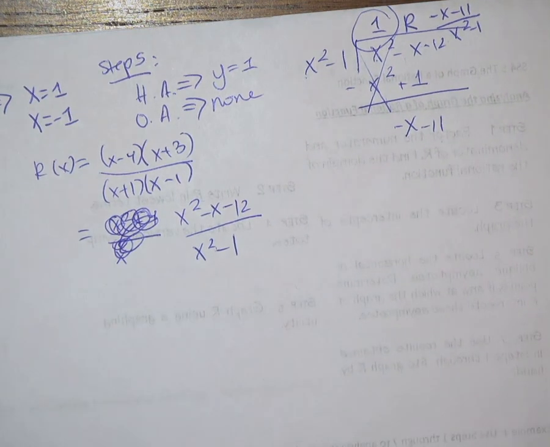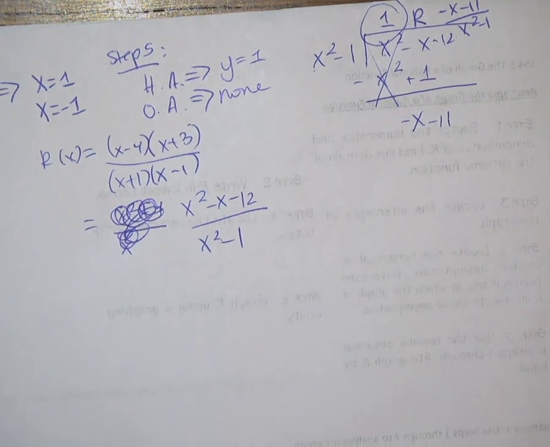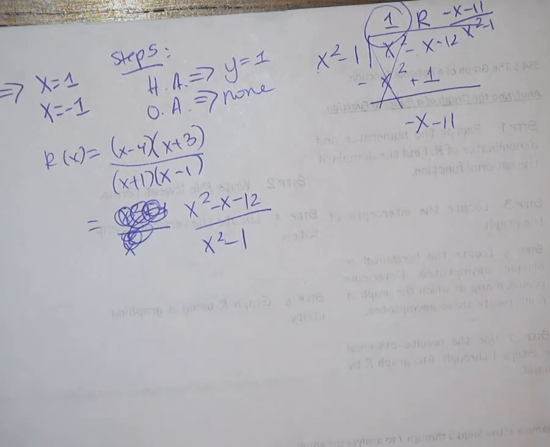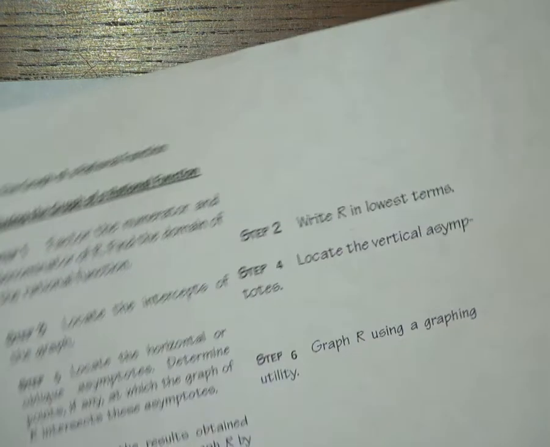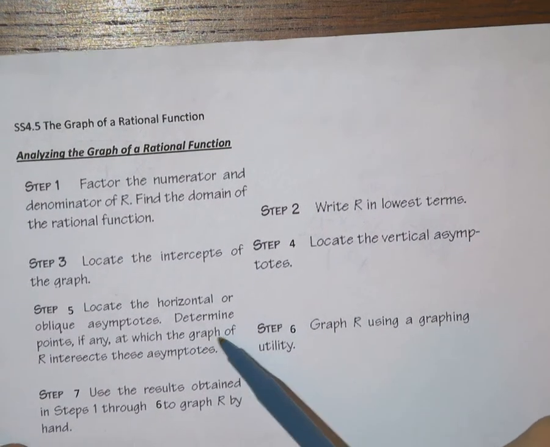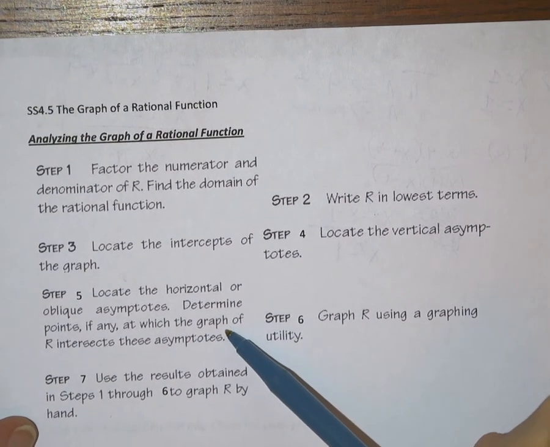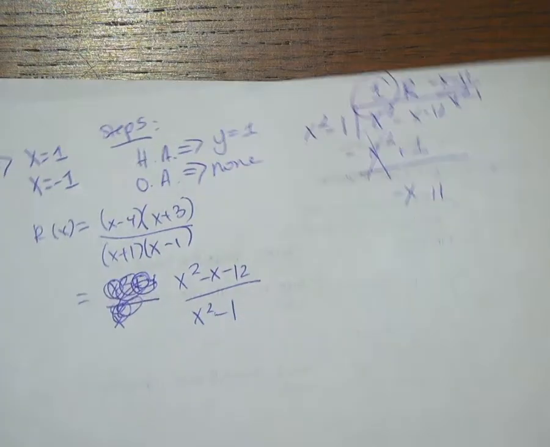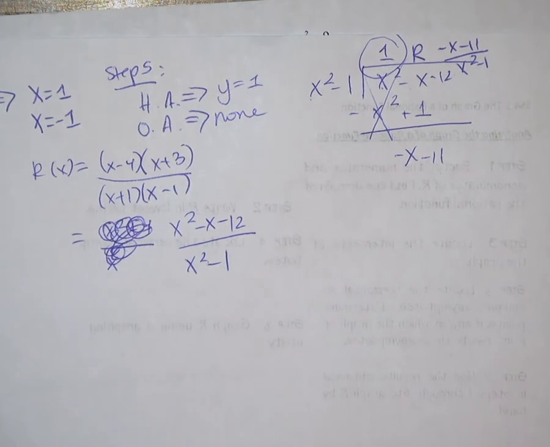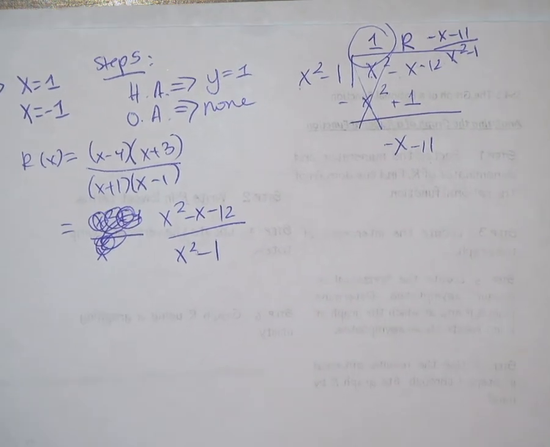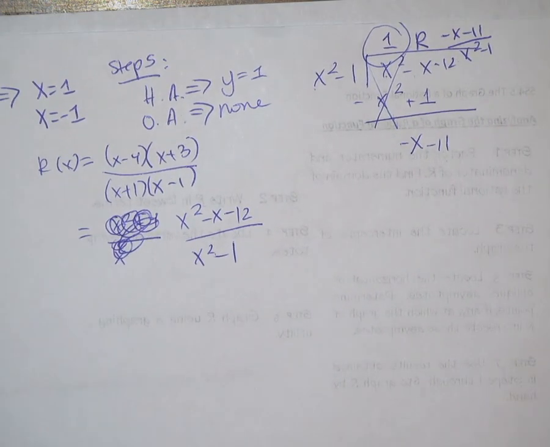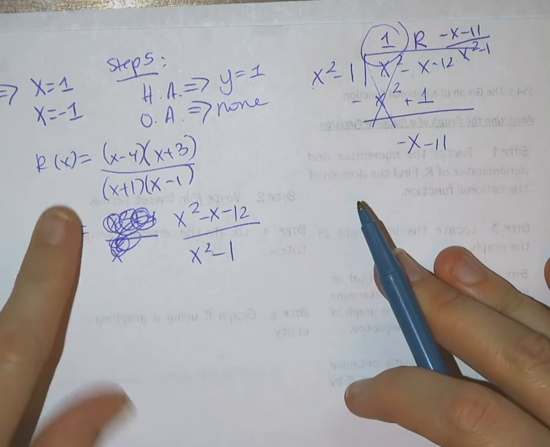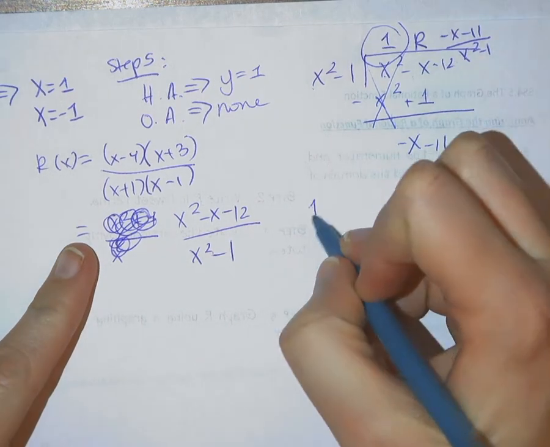Now, there is a second part of this step. Step 5 also asks us to determine points, if any, at which the graph of r intersects these asymptotes. So we need to figure out if our function will ever intersect this asymptote. Okay. So I need to ask myself, is there any moment where this function will equal 1? So I'm going to take my function and set it equal to 1.